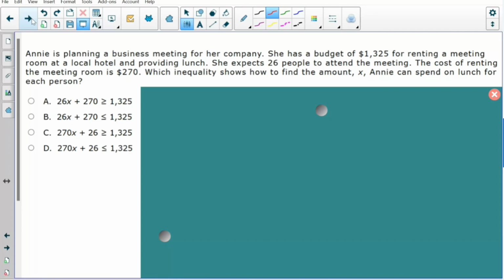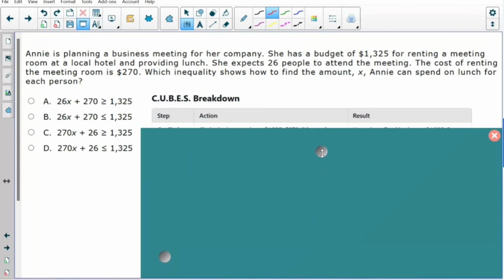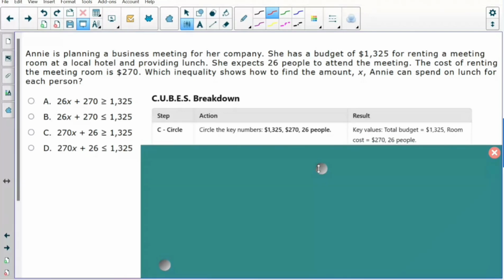Okay, welcome back. So the C means to circle the numbers. What are the numbers in this scenario? I see she has a budget of $1,325, so I will circle this. She's also expecting 26 people to attend, and the cost for renting the meeting room is $270. Those are very important key numbers.